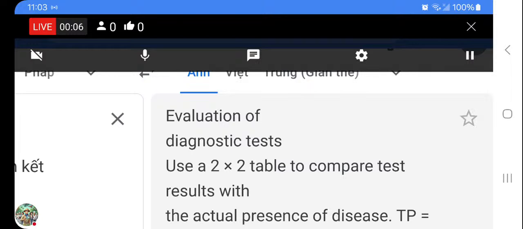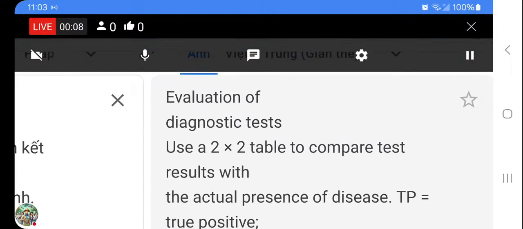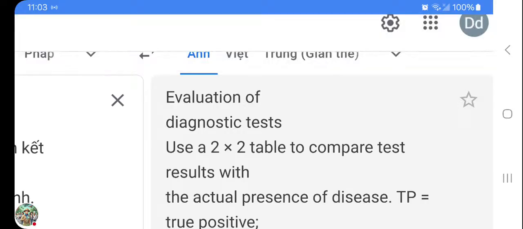Everyone, today I would like to talk about evaluation of diagnostic tests. So we use a 2 by 2 table. What's a 2 by 2 table?